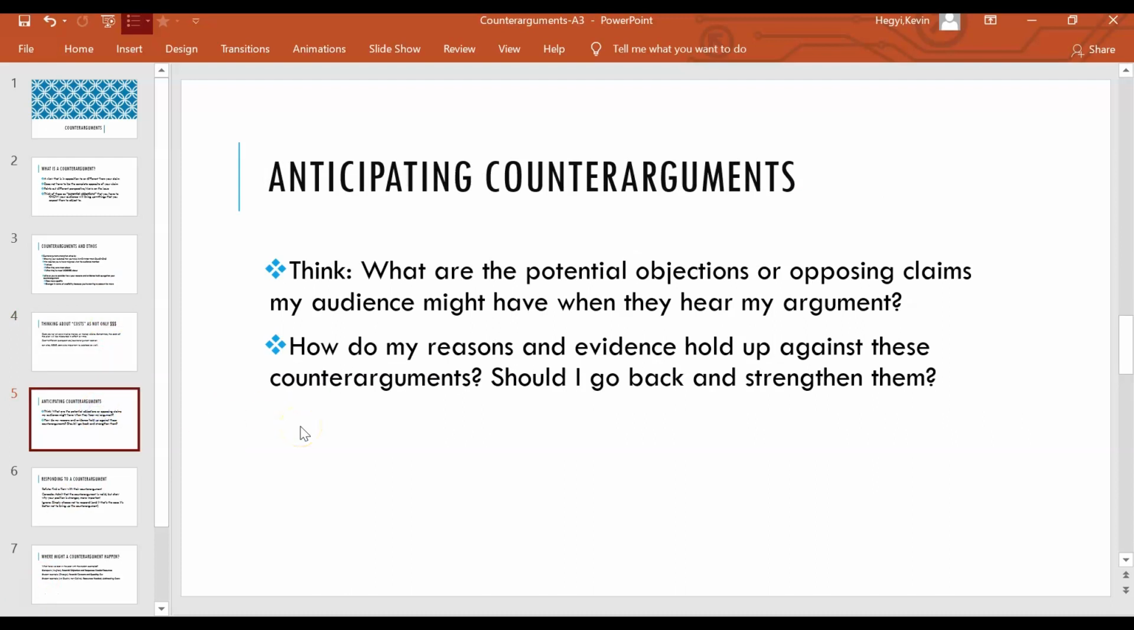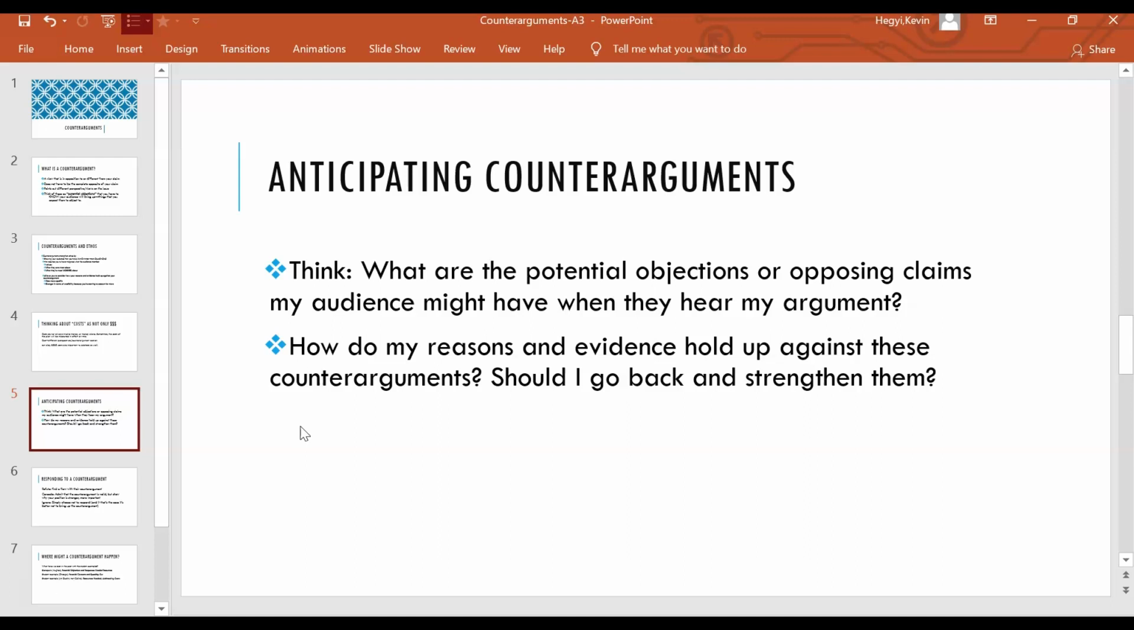So overall, a good mindset to get into when you're writing a proposal, the pair of glasses you want to put on, is to anticipate counterarguments and objections to whatever you're proposing at each turn and each decision you make when you're writing and revising. Once you start to formulate a solid conception of your audience through your audience analysis, and once you start to write to implement your proposed idea, you want to be thinking: what are the potential objections or opposing claims my audience might have when they hear my argument?